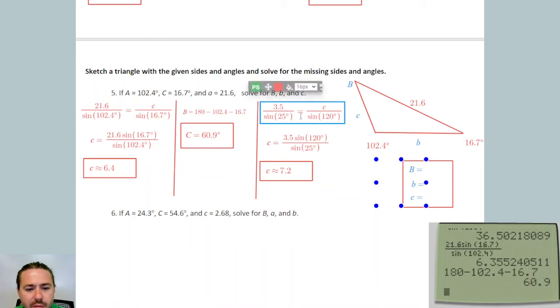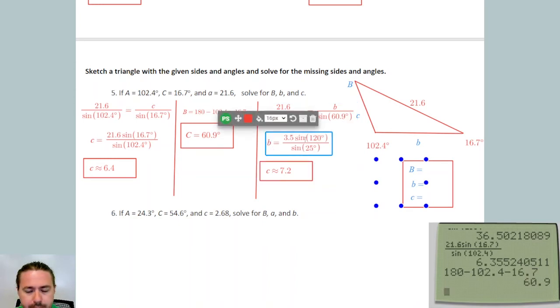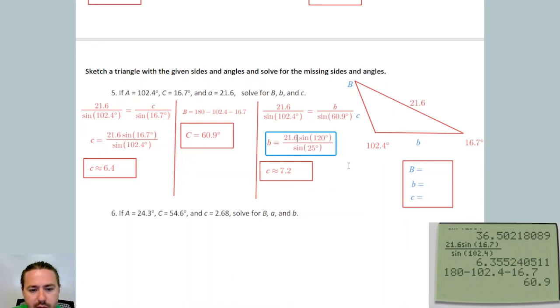All right, so on our last one here, we're going to use the original ratio where we had both sides, so that was side A and angle A. And now we can find side B. So B over the sine of 60.9. Side B is going to be 21.6 times the sine of 60.9 degrees over the sine of 102.4. Plug that in.